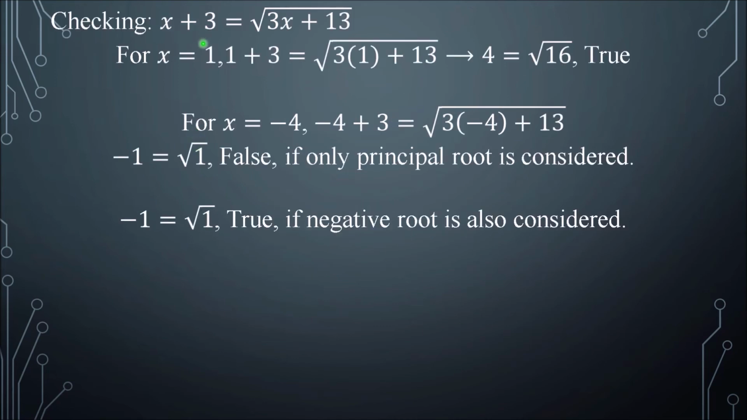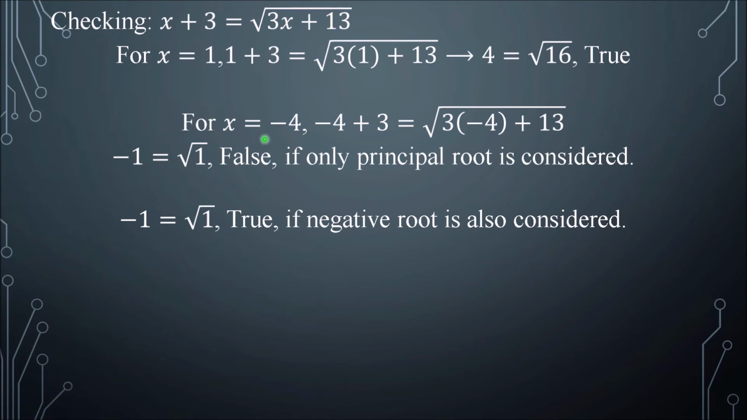Now for checking, we have for x is equal to 1, that will be 1 plus 3 came from x plus 3, is equal to square root of 3 times 1 plus 13. So 3 times 1 plus 13 is 16. 1 plus 3 is 4. So square root of 16 is 4 is true. Therefore, x equals 1 is correct.